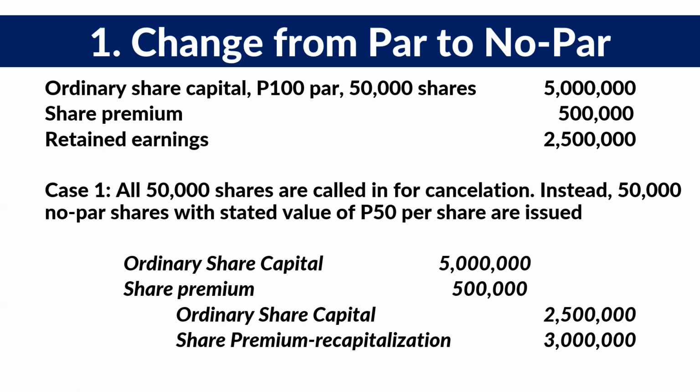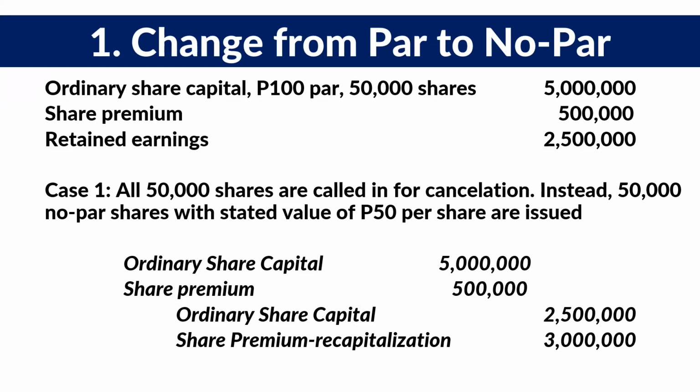So in the example given, yung ordinary share capital natin ay a total of 5 million, that is 100 pesos times 50,000 shares. 100 peso par value, tapos meron tayong 50,000 shares, meron tayong 5 million. Share premium is reported at 500,000, whereas retained earnings is 2.5 million. So in the first case, what if yung shares na 50,000 ay kinol in, ika-cancel, and tapos mag-i-issue tayo ng bagong no par value share with a stated value of 50 pesos per share.